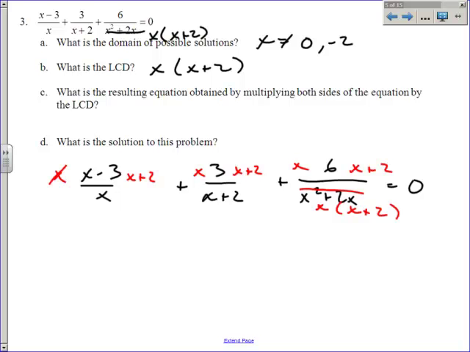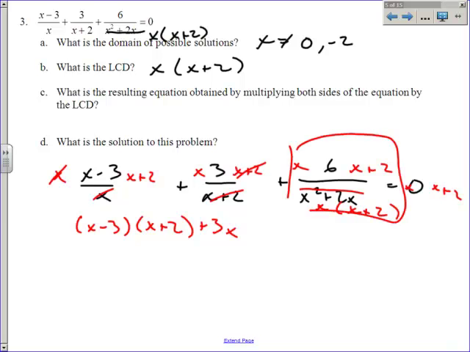So my first term, I can cancel out the x, and I'm left with x minus 3 times x plus 2. In my second term, I can cancel out the x plus 2's, and I'll get plus 3x. By the way, when I multiplied through over here by 0, x and x plus 2, I did need to do that also. Not going to leave me a whole lot. Back to this piece here, I can cancel out the x's and the x plus 2's, and so I'm just left with plus 6, and no matter what I multiply by 0, I'm still going to get 0.